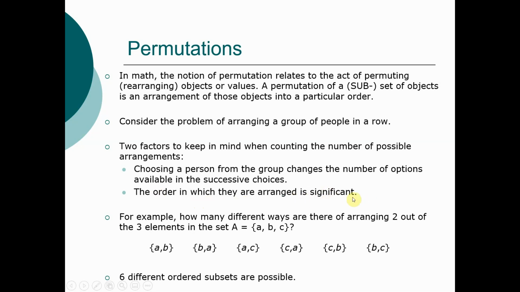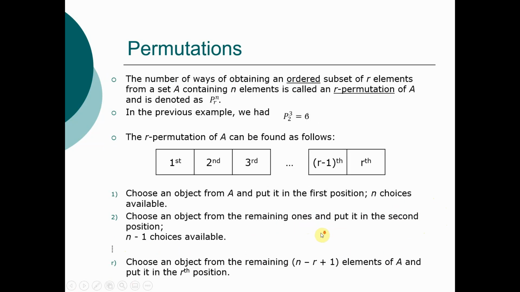It is important. For example, how many different ways are there for arranging 2 out of 3 elements in set A, B, C, right? So we can have A comma B, or A comma C, or B comma A, or B comma C, CA, or CB. 6 different ways. Okay, so here you have 2 places but 3 objects, right? So again, based on the formula, it's going to be 3 factorial divided by 3 minus 2 factorial. So it's going to be 6, right? Which you can see all the 6 ways of rearranging them.